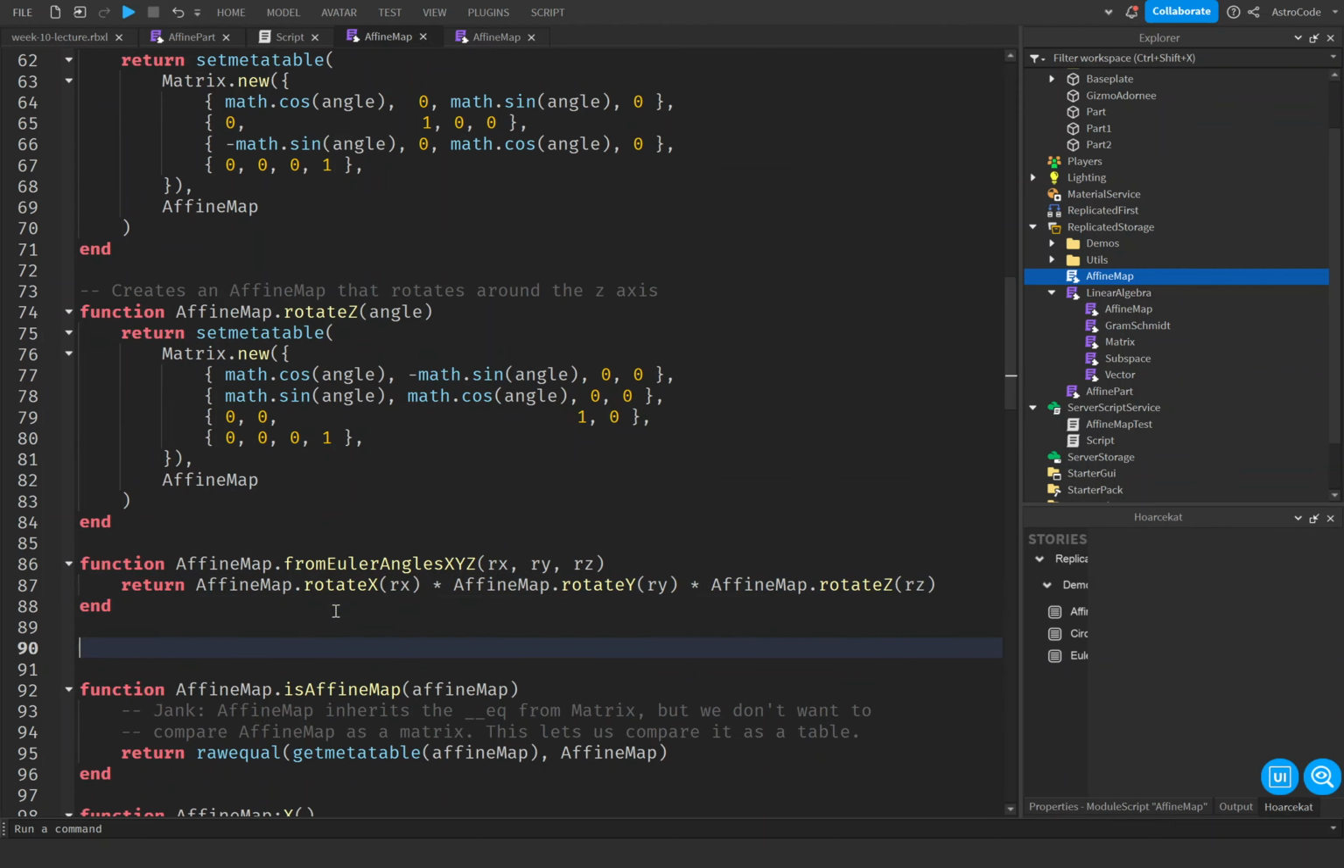And if you haven't used this, well, you probably have, and you maybe just didn't realize it, because this is actually an alias for CFrame.Angles. So CFrame.Angles is actually just CFrame.fromEulerAnglesXYZ. So there, we get a method for free.